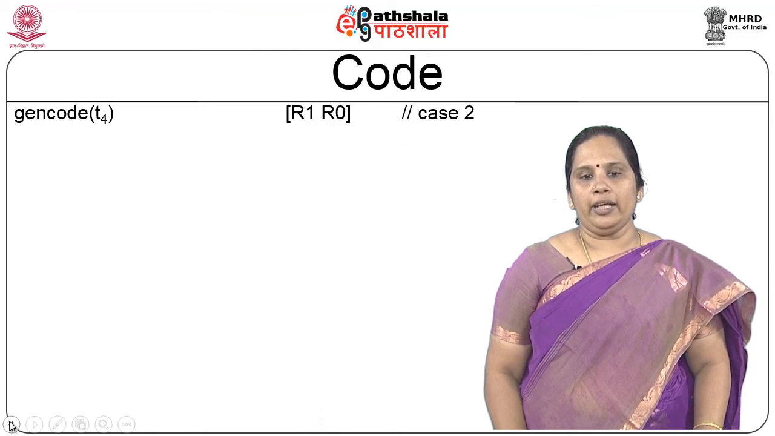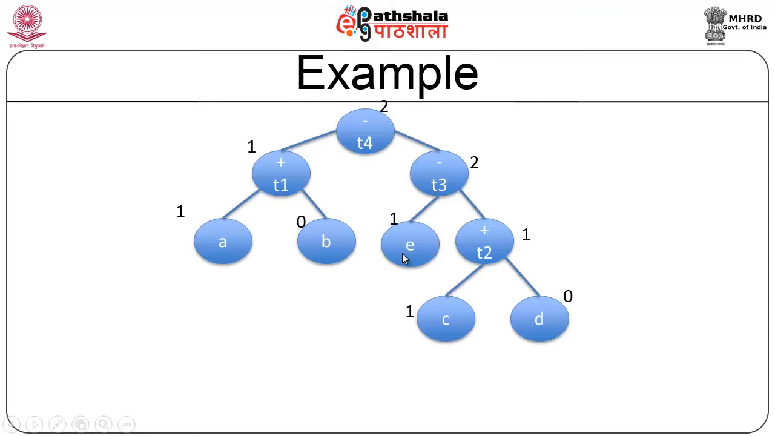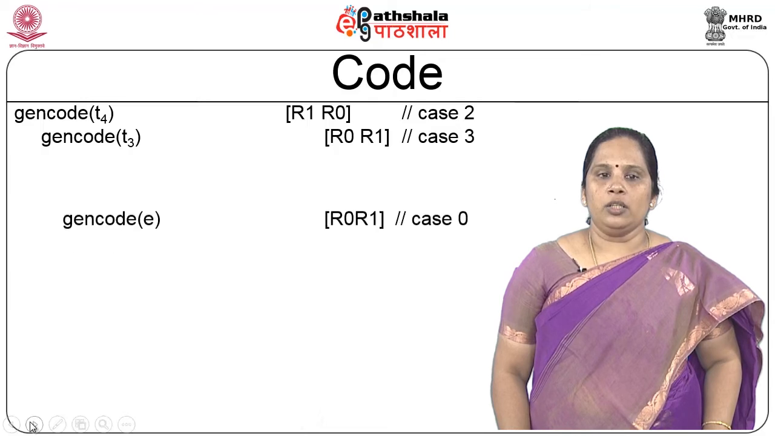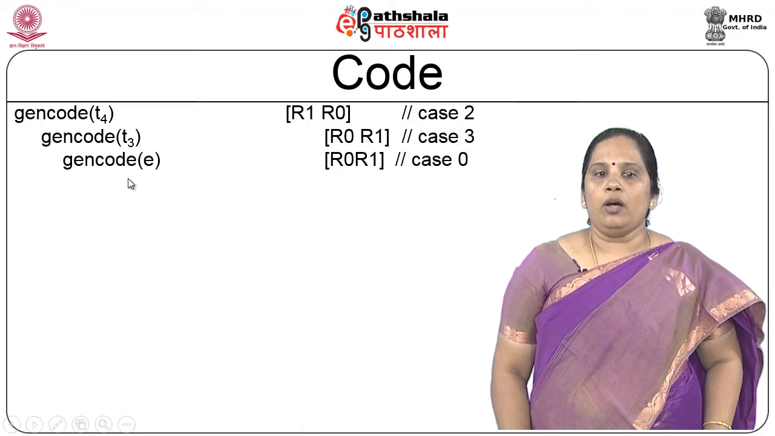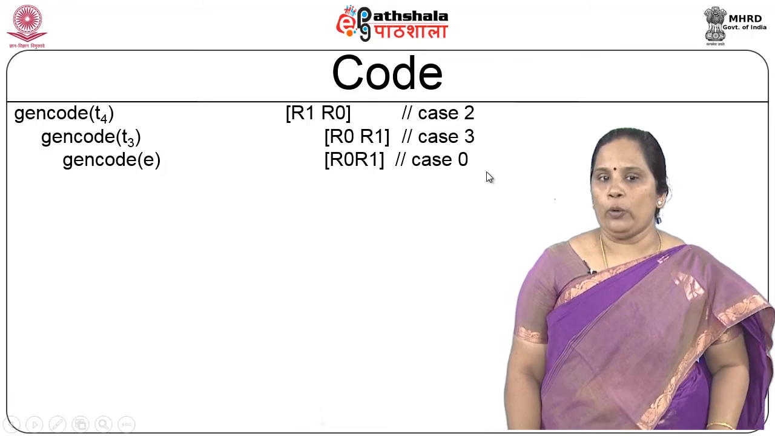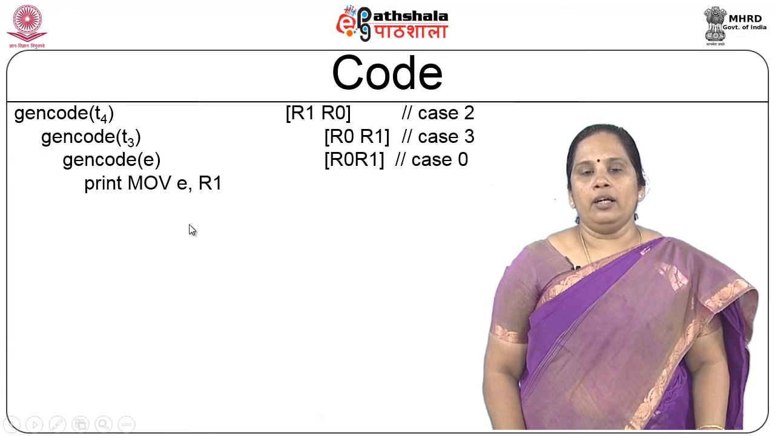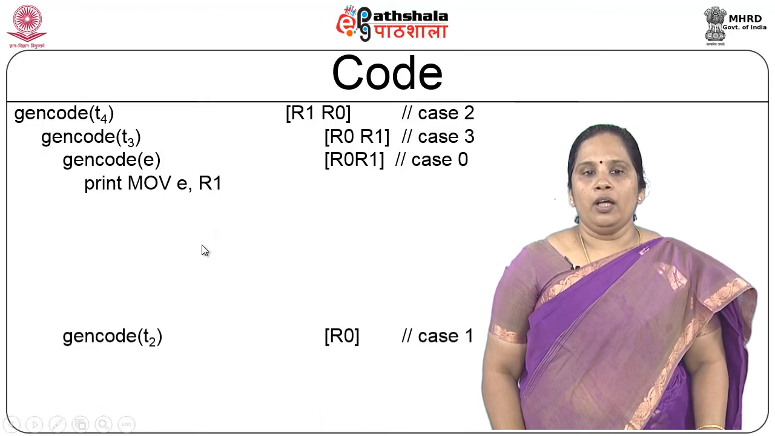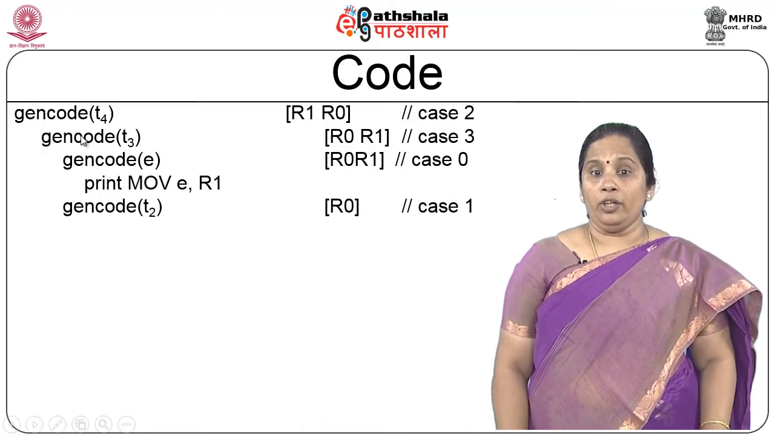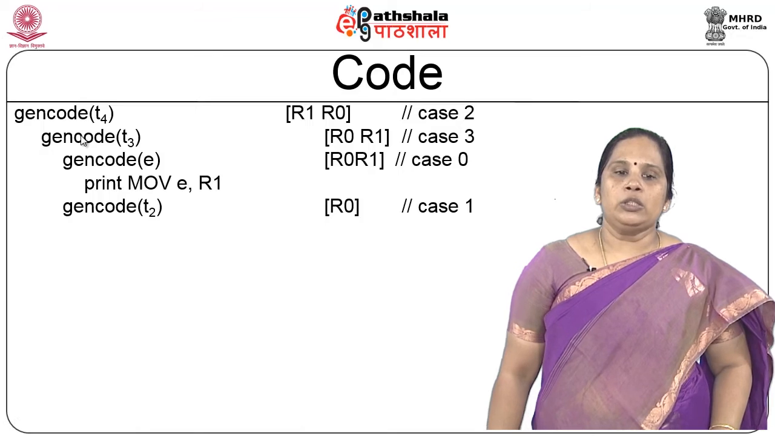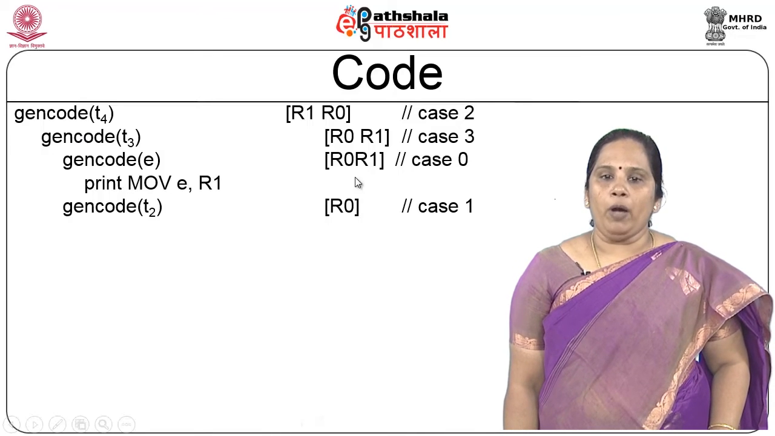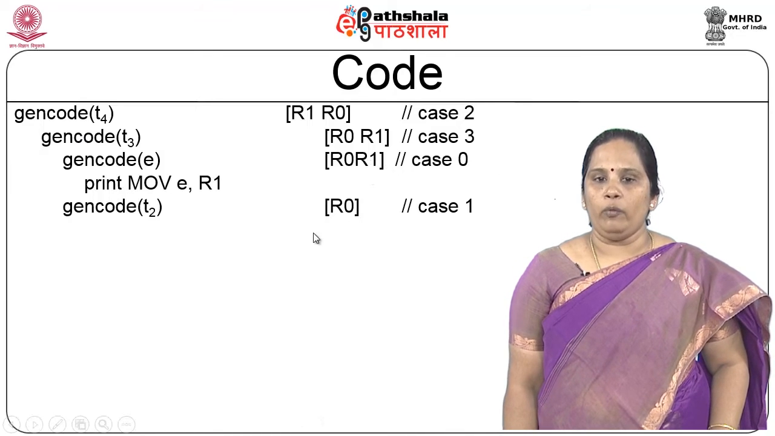Now if you remember, T3 has the same labels. So in that case, the left child will be given priority, the left subtree will be given priority. So this is case 3, so I will call gen code of E, which is going to be case 0. If it is case 0, I will simply issue a move command, and then the control will get transferred back to T3. It has to continue where it left off, it is a recursive call. So in that case I will pop the register. So I have popped R1, I have only R0.